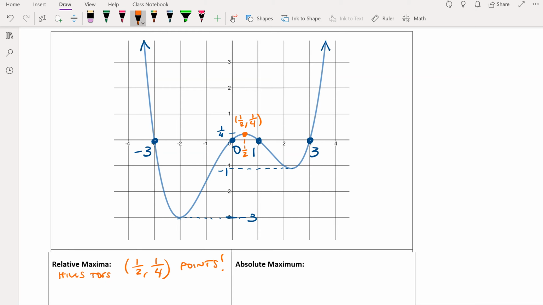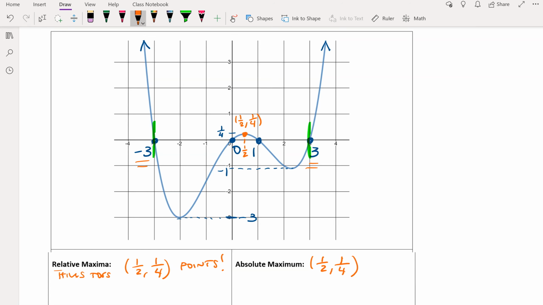All right, absolute maximum is going to be the absolute highest point on the graph. And for this graph, let's only look between -3 and 3. We're not going to pay attention to the arrows right now. So the absolute max between -3 and 3, so this is our zone to look in, it would be that relative max. It's the same number. So we're going to write that point down again, (1/2, 1/4).